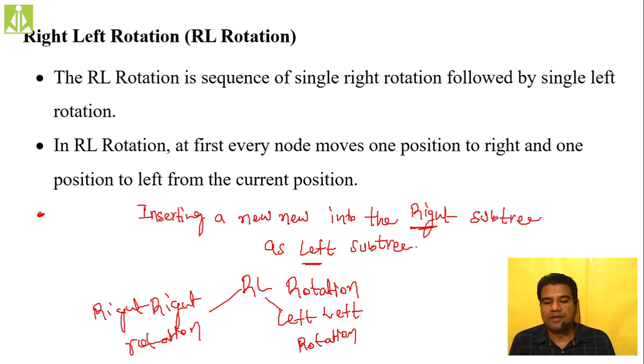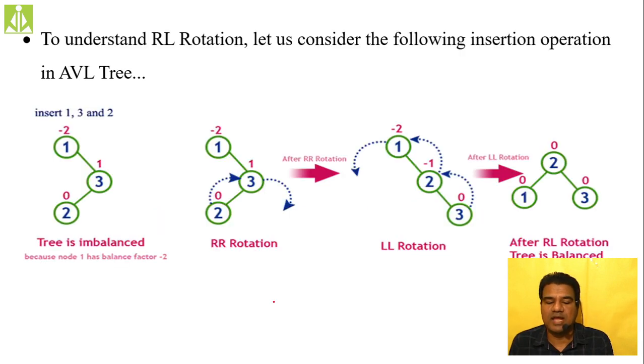When you are performing the first rotation, the right rotation, don't consider the critical node. Ignore the critical node and perform the right rotation. Then when you are performing the second, left rotation, consider the critical node and perform the left rotation. To understand this, we'll move to the next slide and see what insertions we are doing. First we have to insert 1, then 3, then 2.